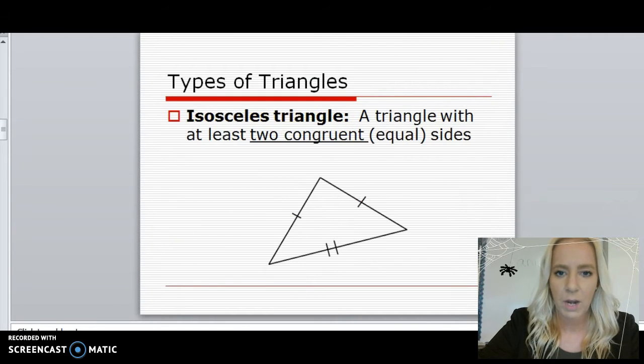Now the next type of triangle is what's called an isosceles triangle. And an isosceles triangle is a triangle with at least two congruent or equal sides. So this is an example of an isosceles triangle because this side and this side show equality because they both have one mark. This side of the triangle has two marks, therefore it is not the same length as these two sides.